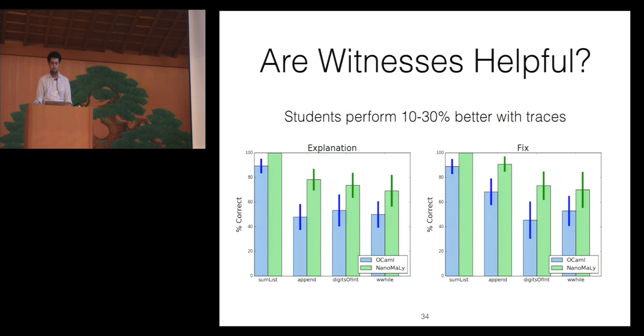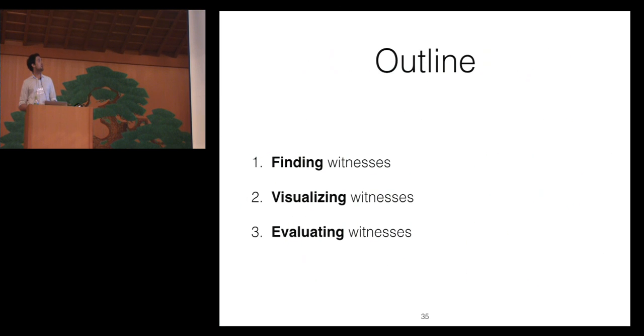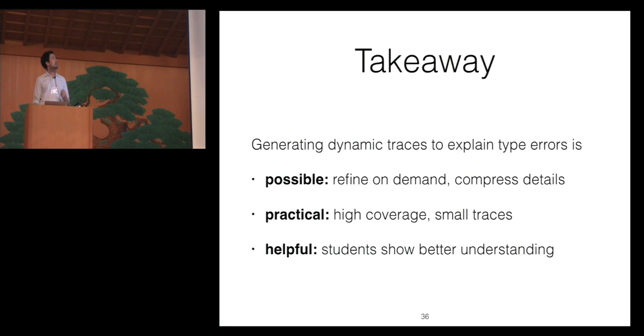So to summarize, we saw how to find witnesses to static type errors. We saw how to visualize them nicely, and we evaluated our approach. And what we found is that generating dynamic traces to explain static type errors is first of all possible, and it's both practical and it appears to be helpful, at least in the context of novice programmers.